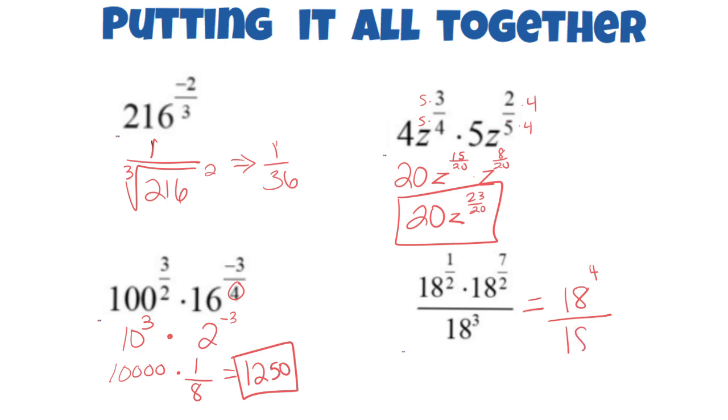In the denominator, we have 18 to the third. So now I'm going to use my exponent rules. If you can imagine this 18 to the fourth, you just write 18 4 times across the top. You're going to write 18 3 times across the bottom, and slash, slash, slash. You end up with an extra 18 on the top.